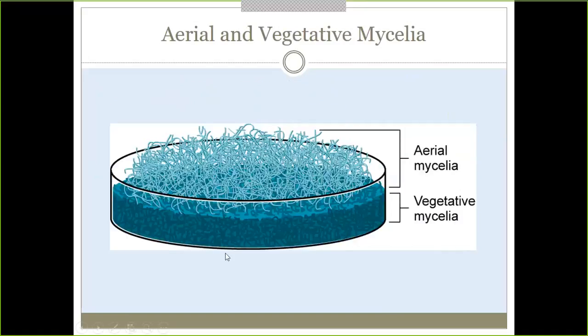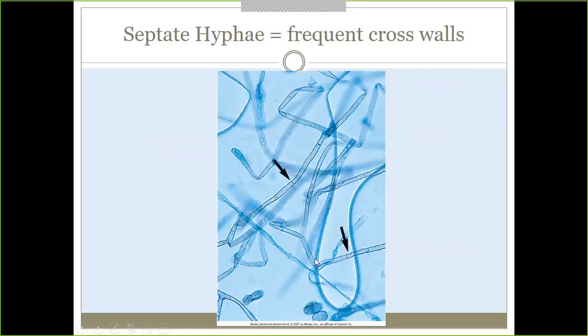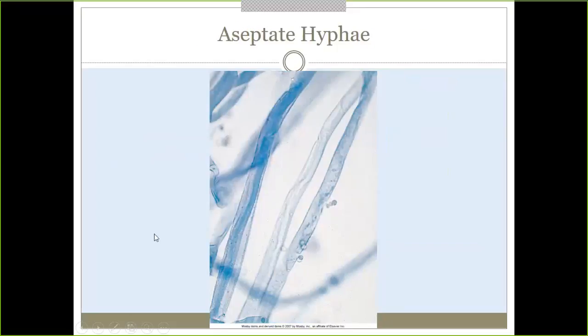So here is showing the mycelium with all the different hyphae. Hyphae can branch up into the air, what we call aerial. They could go down into, like in this case, the agar plate to get nutrients, vegetative. Here is what those cross walls look like for septate hyphae. The arrows are pointing to the cross wall there. So that is what septate hyphae would look like, whereas here you don't see any of those cross walls, so that's aseptate.